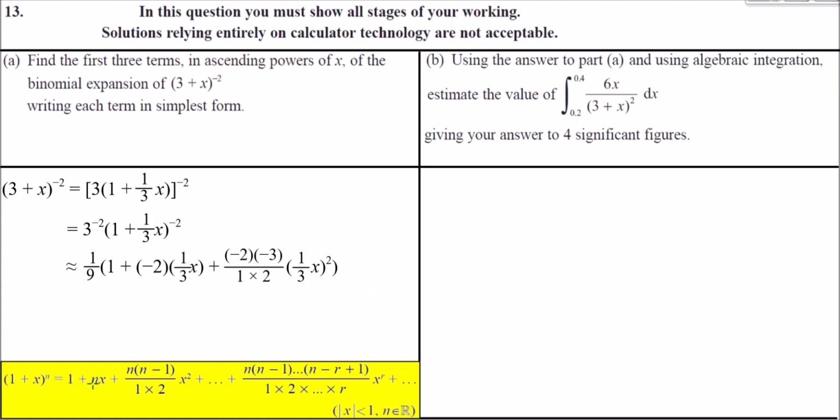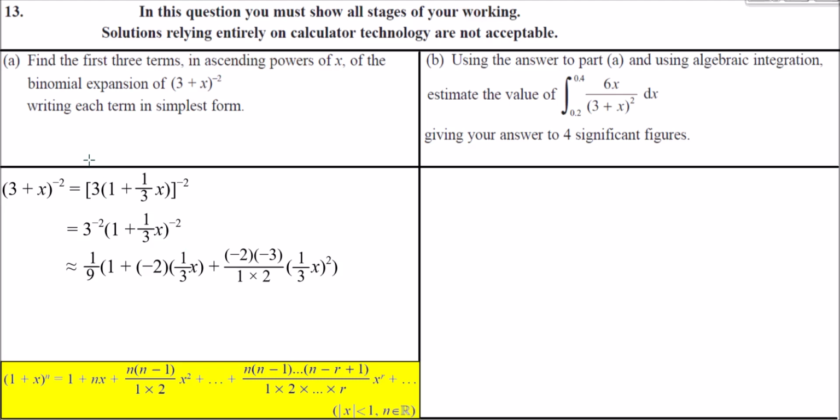Then n multiplied by x, where n is the power, x is the second term of the bracket. Hence we get the power minus 2 multiplied by 1/3 x. Then we do the power times the power minus 1 all over 1 times 2 multiplied by the second term in the brackets, all squared.